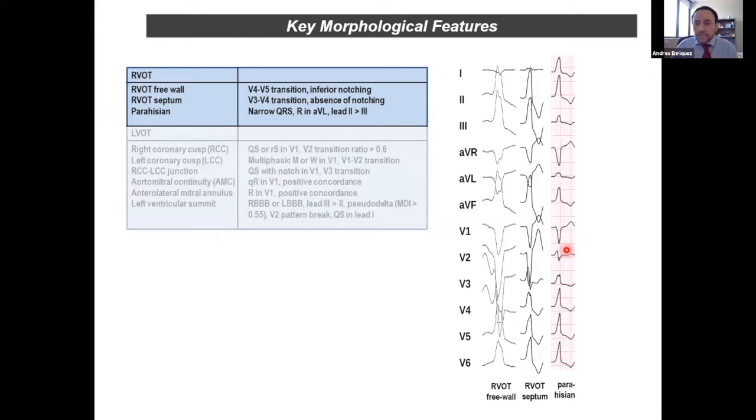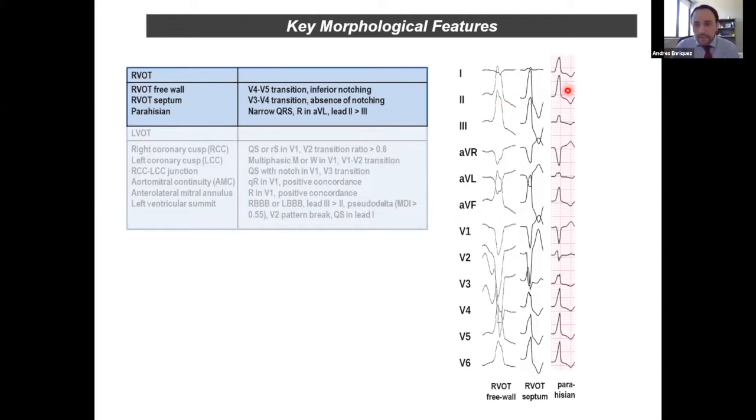So as I mentioned, some morphological features may suggest a particular site of origin. And as we see here, for example, in the RVOT, we know that PVCs from the RVOT free wall usually have later transition compared to those PVCs from the septum. These are also wider, usually over 140 milliseconds, and have frequent notching in the inferior leads, as we see here.